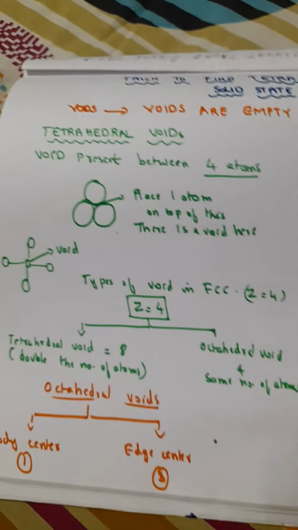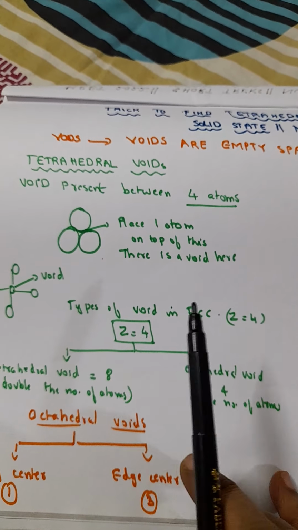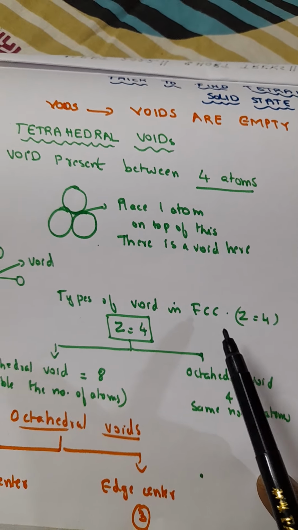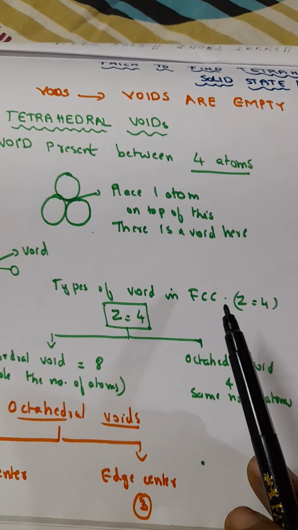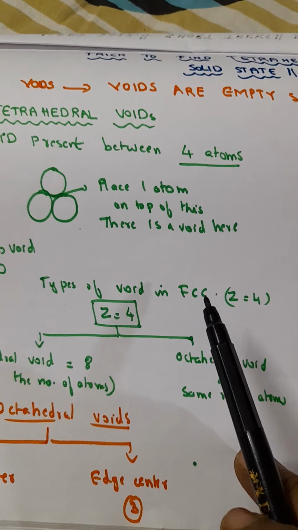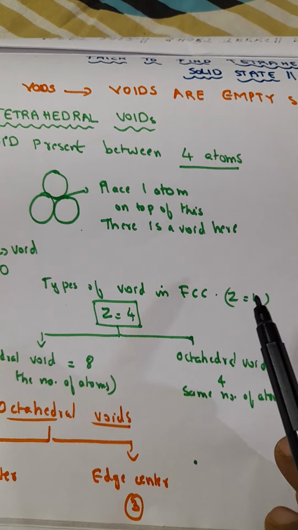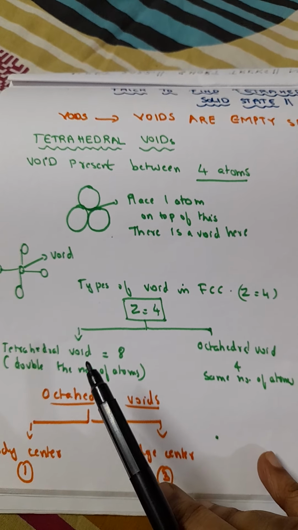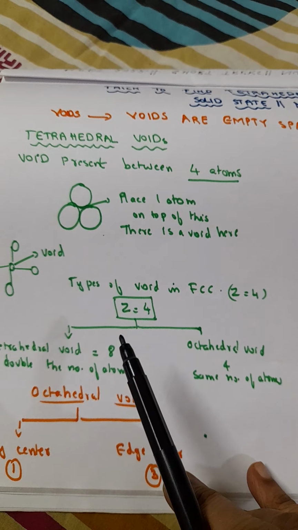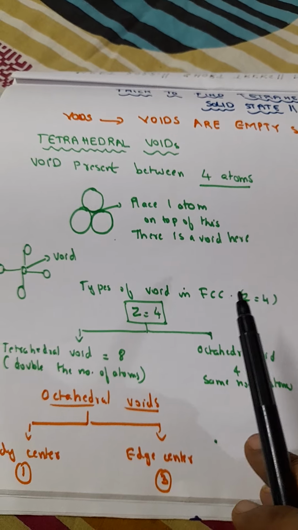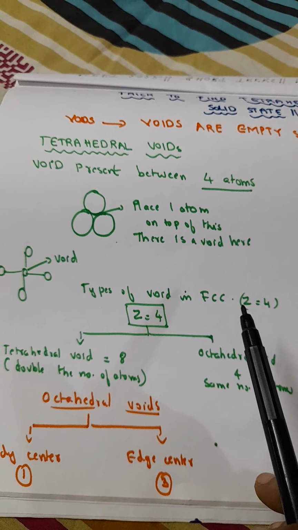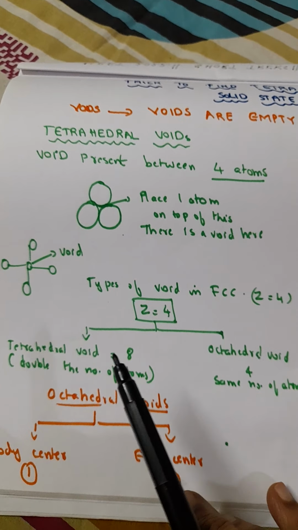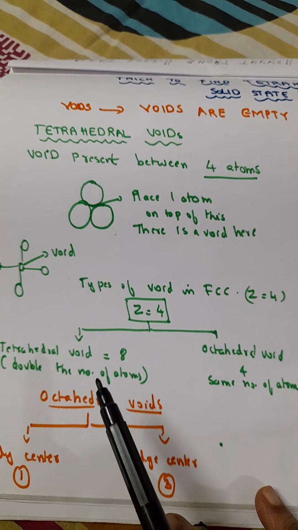Now let us see the types of void in FCC. Already I have mentioned about FCC in our description of the chapter. The number of atoms in FCC is equal to 4. So Z is equal to 4 means tetrahedral voids will be 8, that is double the number of atoms. How many atoms are here in FCC? 4 atoms are there. So tetrahedral voids will be double of 4, which is 8.